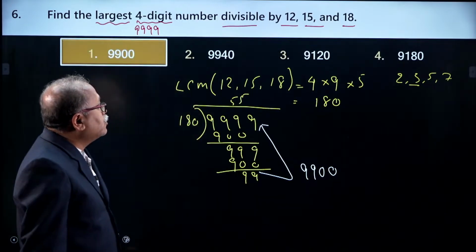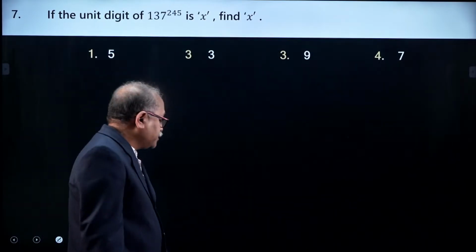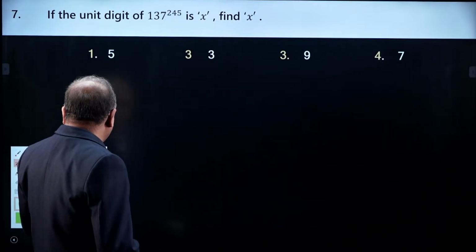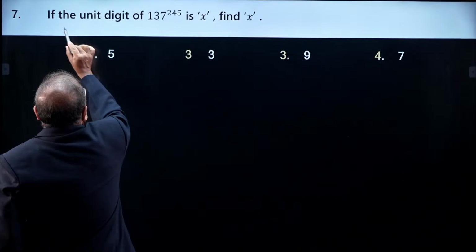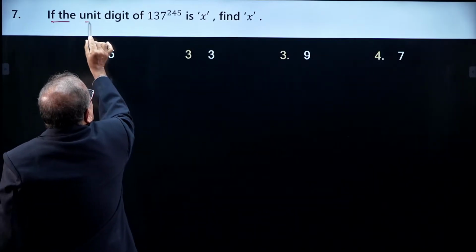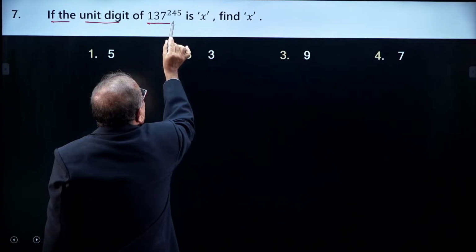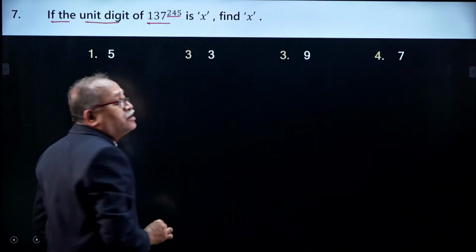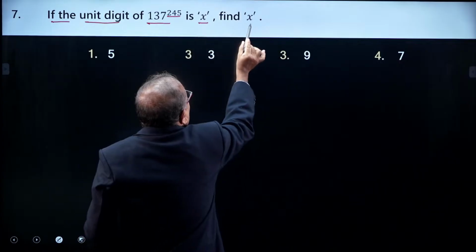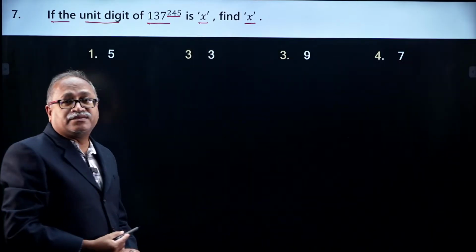The next question on your board is this. Here, let's check that the volume of question is very simple. That is, the unit digit of 137 to the whole power 245 is x. What is the value of x?